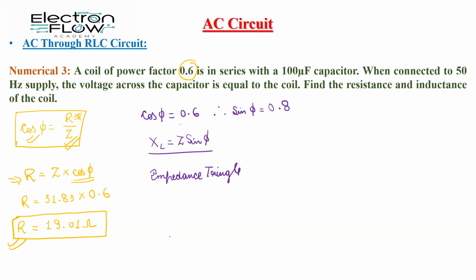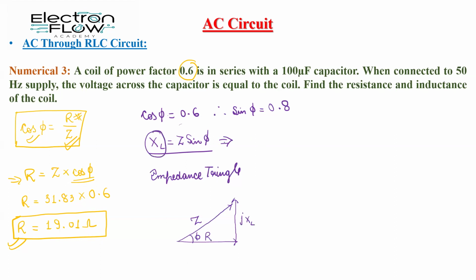The impedance triangle looks like this. This is our resistance R, this is the coil's inductive reactance, jXL, and this is our Z. This is the angle which is phi, given to us. So from this triangle, I can write that XL is equal to Z sin phi. From this expression, I can calculate the value of XL.